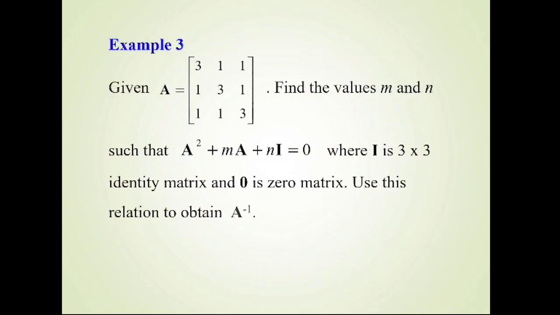Example 3. Let's say we have this matrix A. Find the values m and n such that A squared plus mA plus nI is equal to 0, where I is a 3 by 3 identity matrix and 0 is a 0 matrix. Use this relation to obtain A inverse.